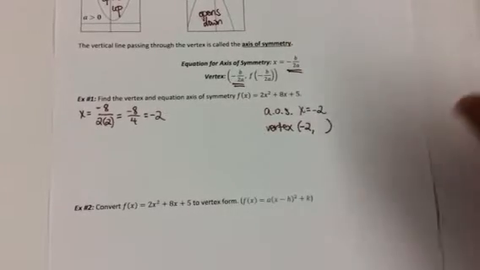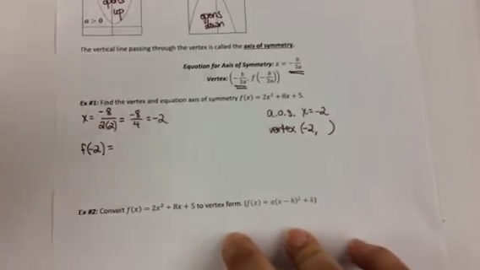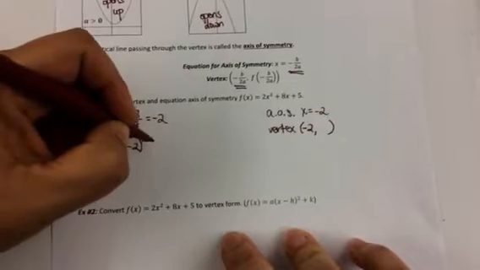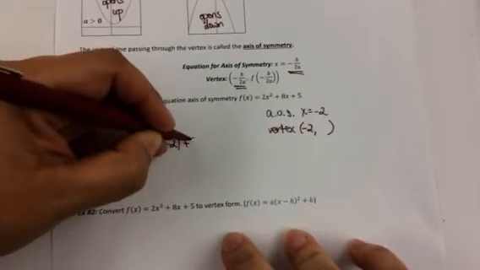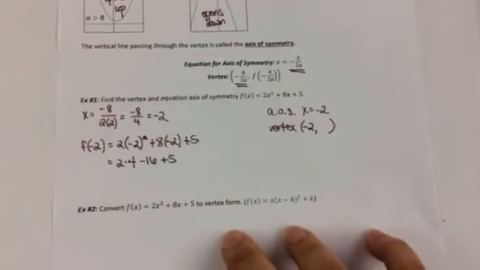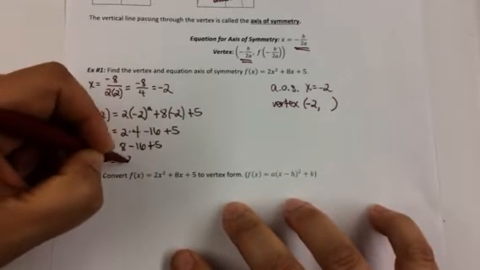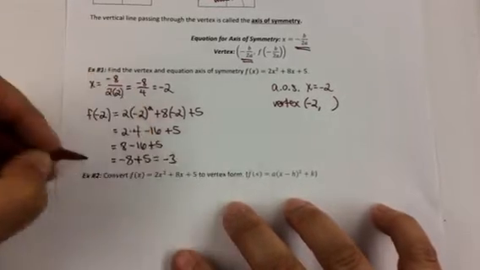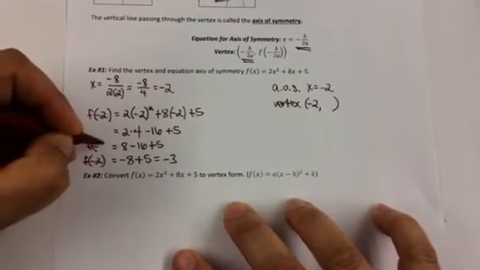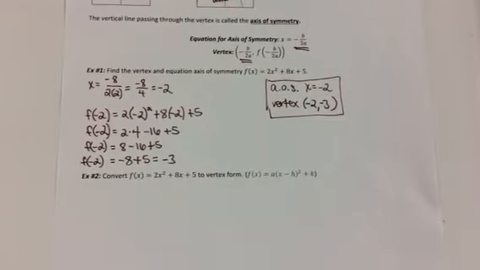So then how do I find the y coordinate? I plug that number into the equation. So f of negative 2, right? So replacing the x's with negative 2, and then PEMDAS, make sure you're always thinking PEMDAS, exponents before multiplying, and then addition and subtraction from left to right. So my y coordinate is negative 3. Easy, right? Okay, so super simple Algebra 1 review.